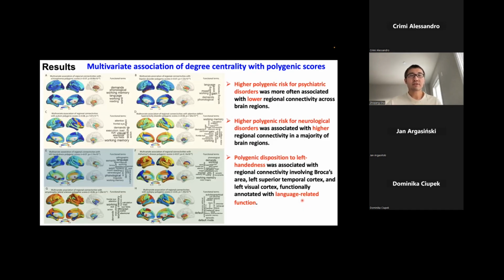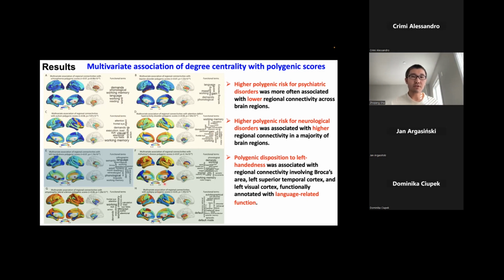And for the multivariate association analysis, we found significant association signal between the degree centrality and the population risk for each disorder. So this result suggests the population risk for each disorder might be partially reflected in the white matter connectome. And this figure illustrates the loadings of the population risk for each disorder on the regional degree centrality. For the psychiatric disorders, we can see the loadings are widely distributed across the brain, suggesting the higher population risk for psychiatric disorders was associated with lower regional connectivity across the brain regions.